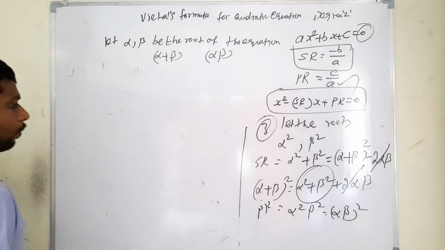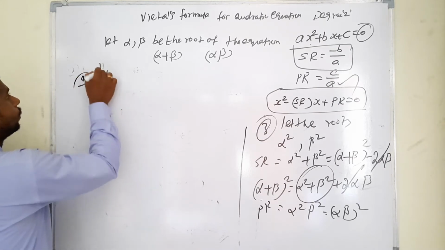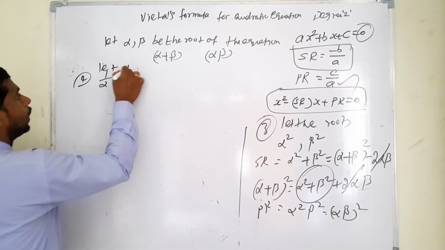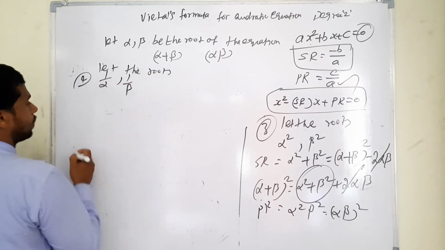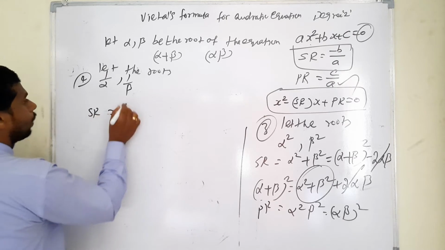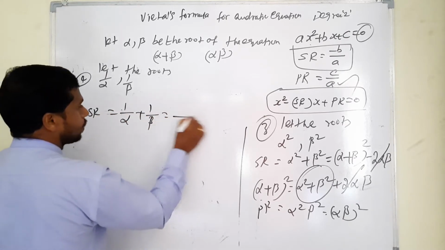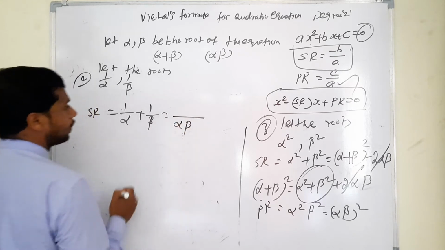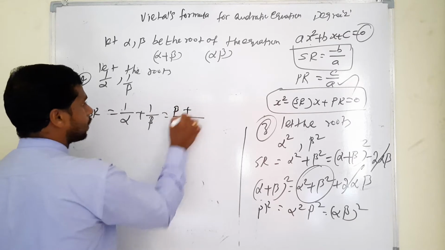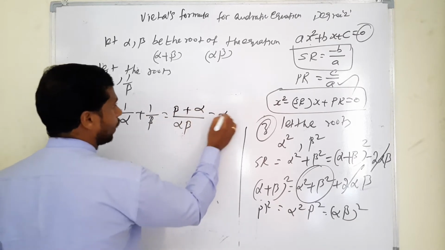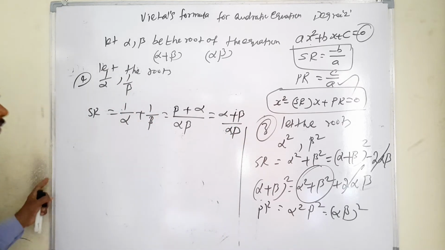So example number 4, look at there. Let the roots be 1 by alpha comma 1 by beta. So sum of the roots, what will happen? 1 by alpha plus 1 by beta. Therefore, first common denominator alpha beta, so cross multiply: 1 into beta is equal to beta, then plus 1 into alpha is equal to alpha. Therefore, this is called alpha plus beta divided by alpha beta. This is also one condition.